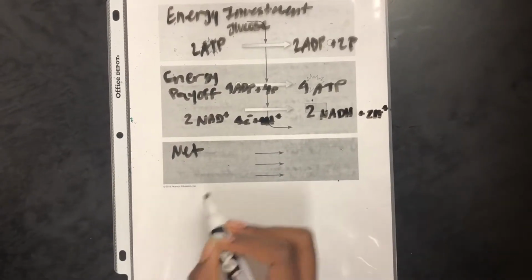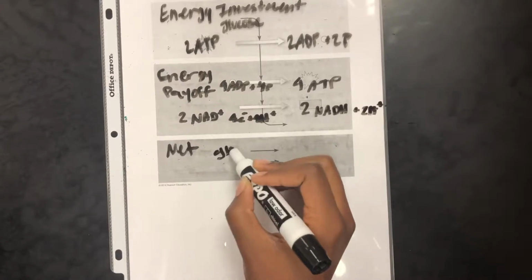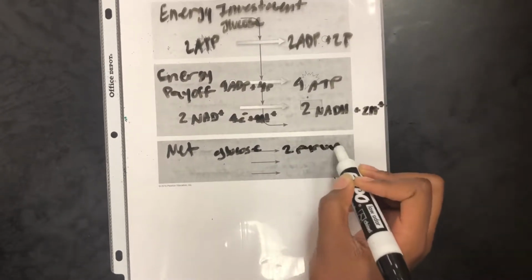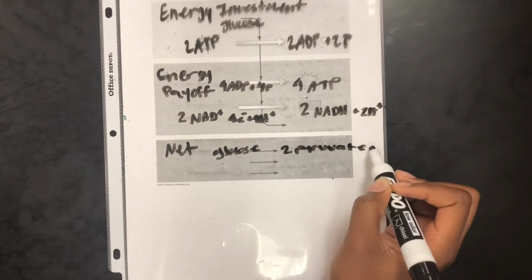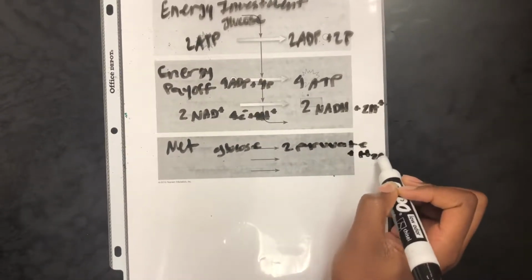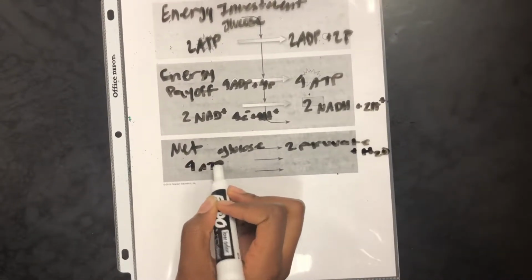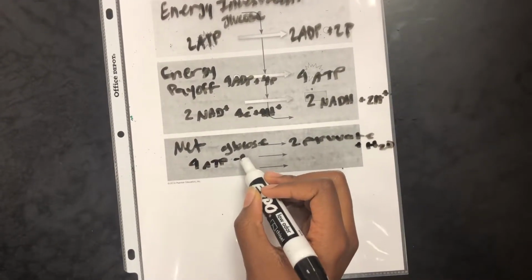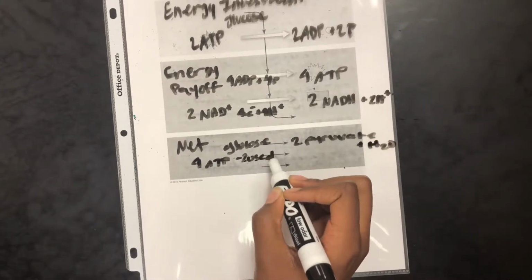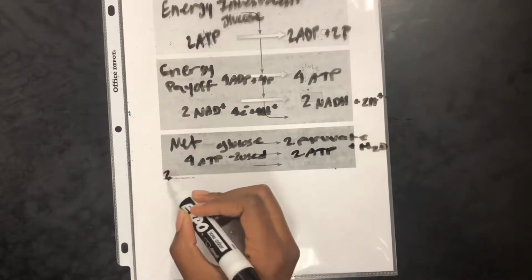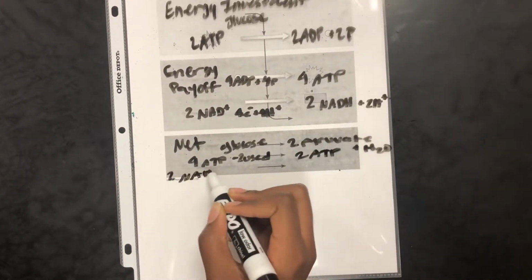In summary, the breakdown of glucose produces 2 pyruvate and 2 H2O molecules. The 4 ATP formed minus the 2 ATP used results in 2 ATP, which can then be released. The 2 NAD plus the 4 electrons plus the 4 hydrogen molecules equals 2 NADH, which are then used to power later cycles, and 2 hydrogen molecules.